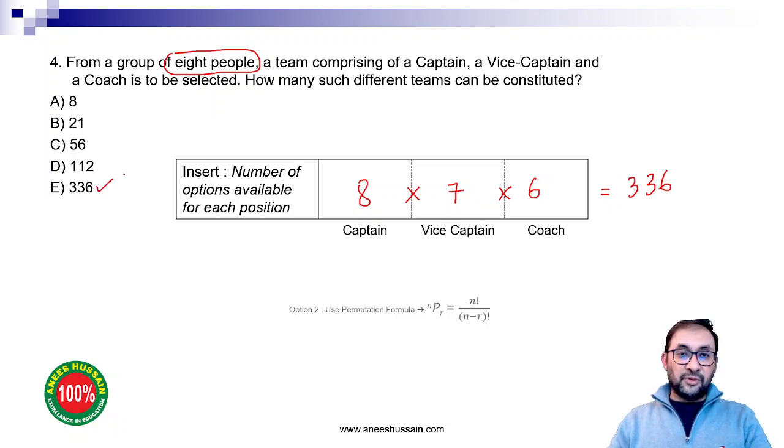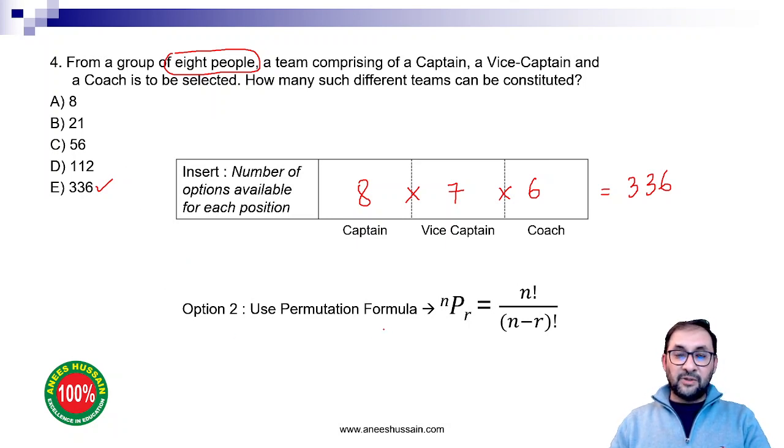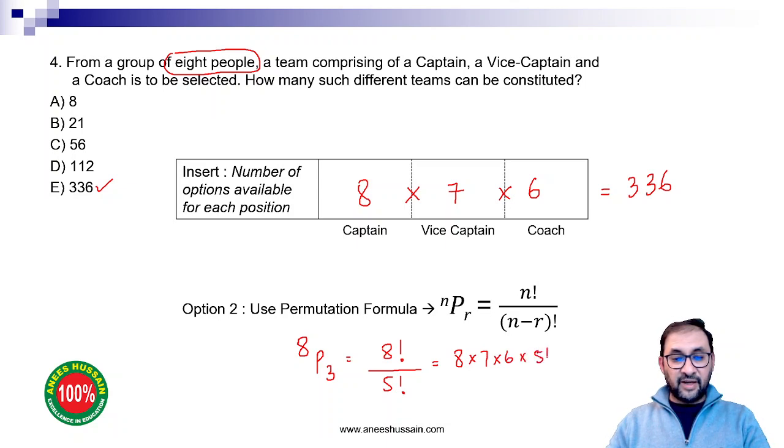You could have also used the permutations formula, nPr, which is equal to n factorial over n minus r factorial. You had 8 people, and you were choosing 3 of those people and assigning them 3 different positions. So it can be written as 8P3, which is equal to 8 factorial divided by 8 minus 3, which is 5 factorial. So 8 factorial can be written as 8 into 7 into 6 into the rest is 5 factorial, divided by 5 factorial.